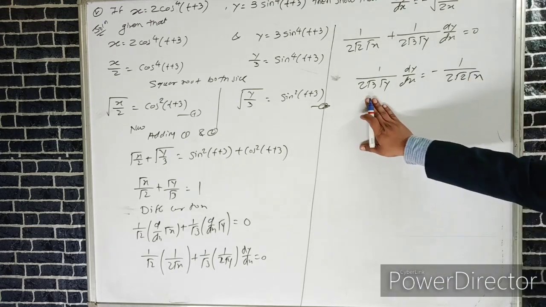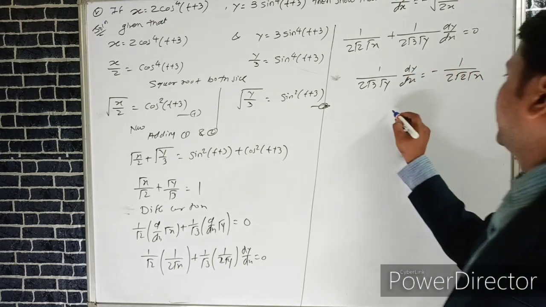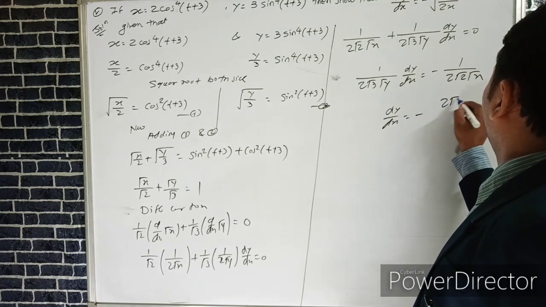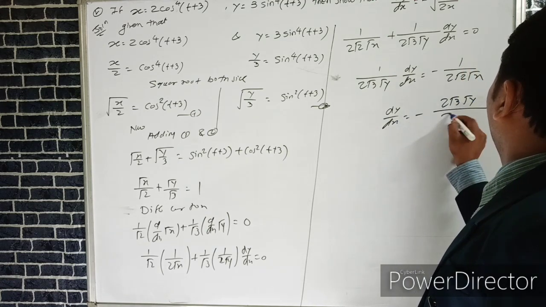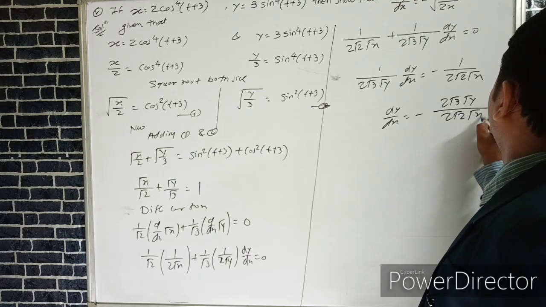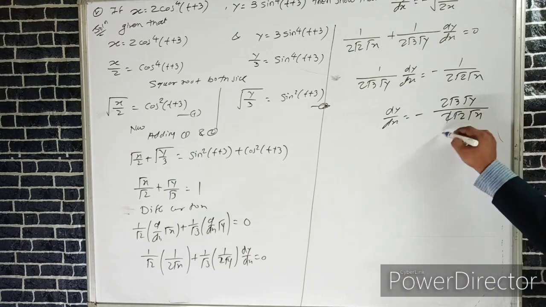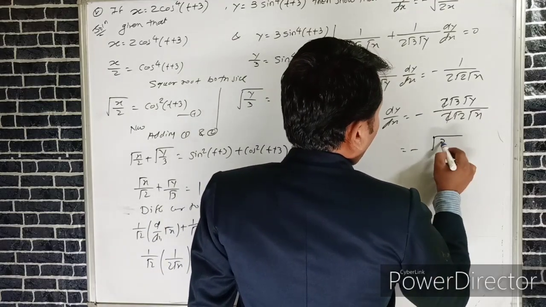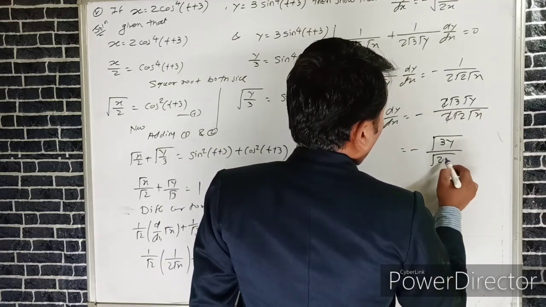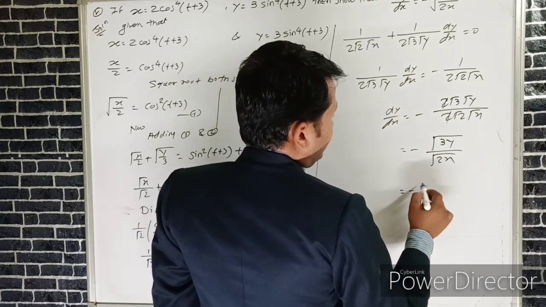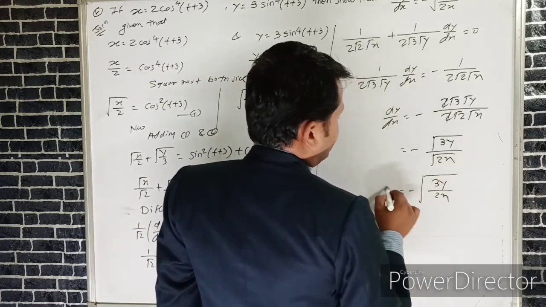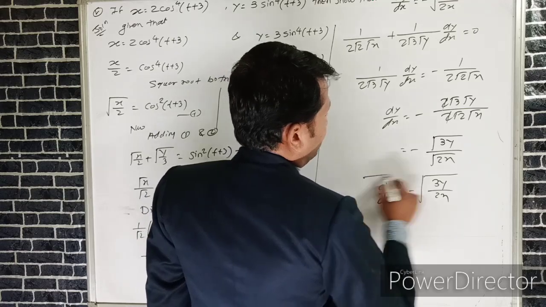If we take this term to the left side, on the right side we can write dy upon dx, which in the numerator has 2 under root 3 root y upon 2 root 2 root x. Here 2 gets cancelled. We can write minus of under root of 3y upon under root of 2x. We can write this whole bracket as 3y upon 2x dy by dx, which is the required proof.